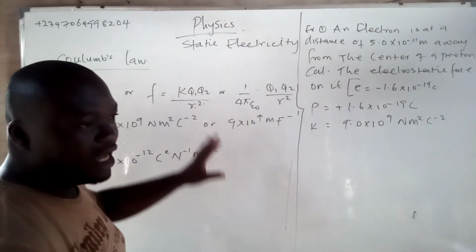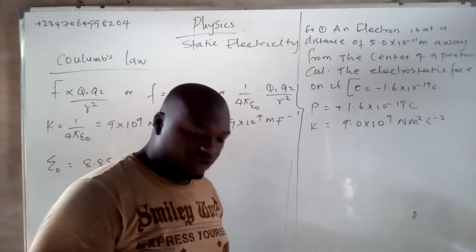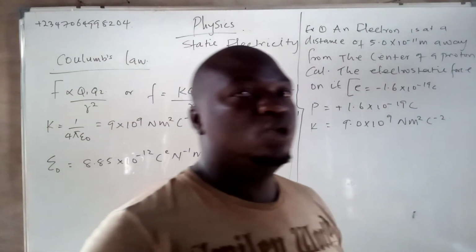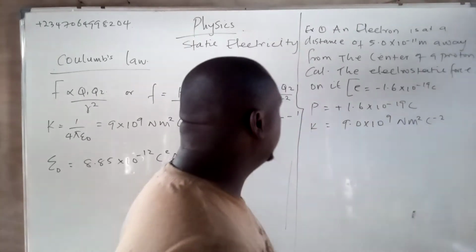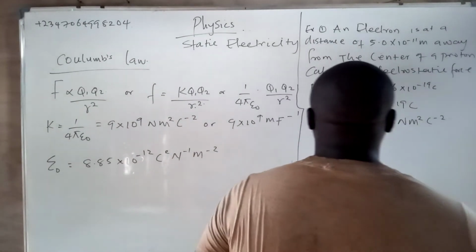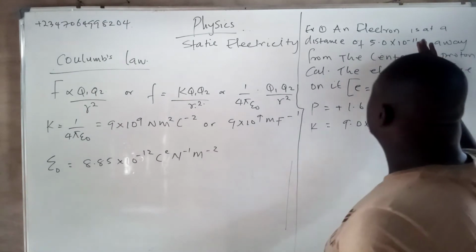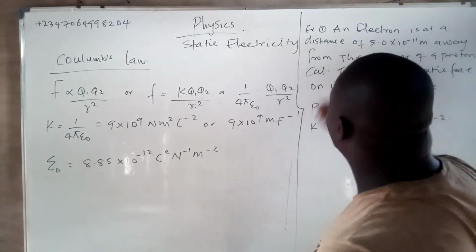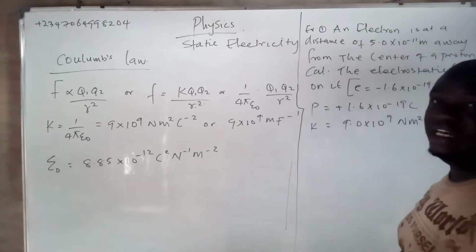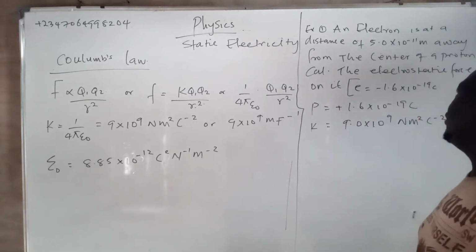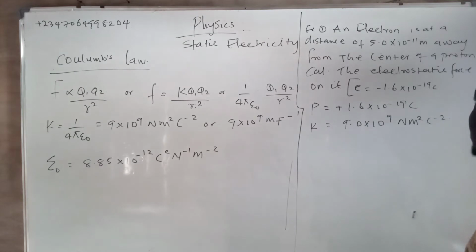If you know this formula, remember this is the introduction. We'll be doing a lot of things in this topic. Let's go. We have example number 1 at the board. An electron is at a distance of 5.0 times 10 to the power of minus 11 meters away from the center of a proton. Calculate the electrostatic force on it.